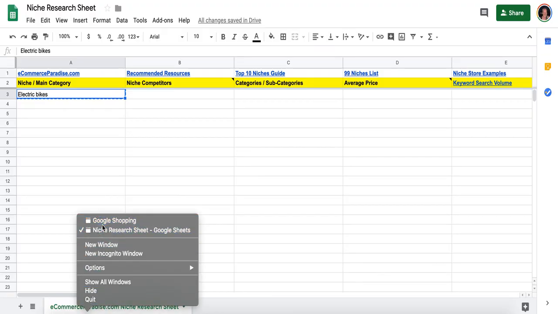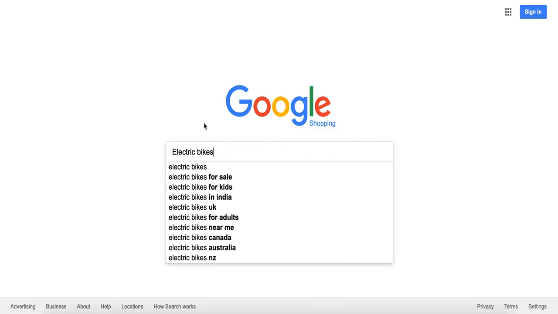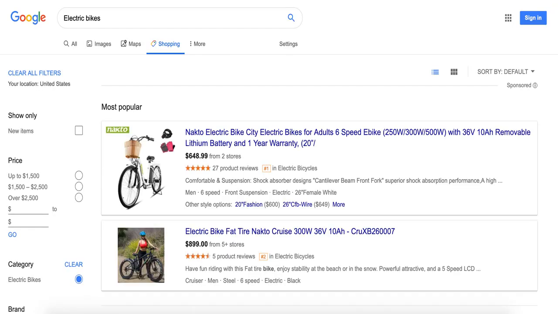So I've gone ahead and opened up an incognito browser here. You'll need to use an incognito browser to have the VPN actually work. And you just type it in. And by the way, go to google.com/shopping. Okay. And search. Let's see what pulls up.